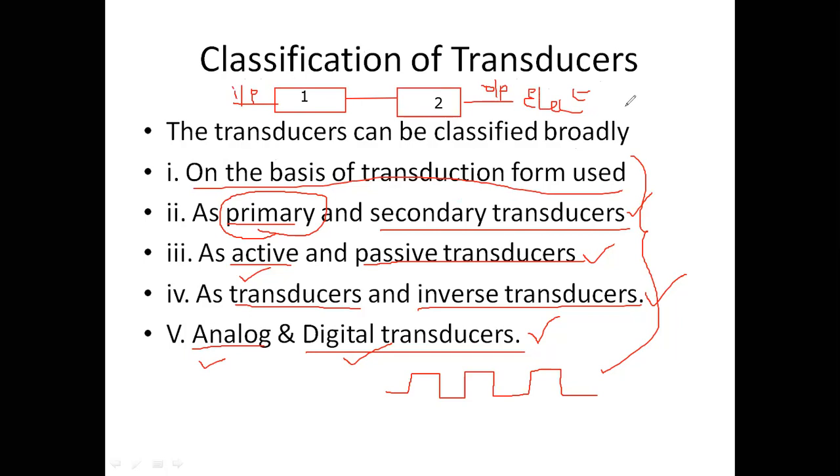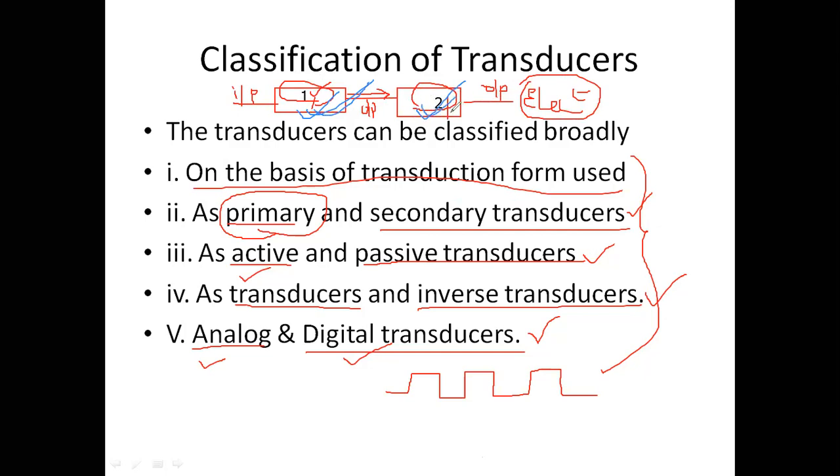This is the first transducer, this is the second transducer. The first is called the primary transducer and the second is called the secondary transducer. The primary transducer accepts the input and converts it into some other output. The second transducer takes the output of the first and converts it into the final output, which is my electrical signal.